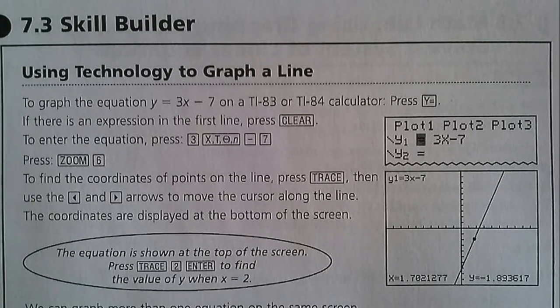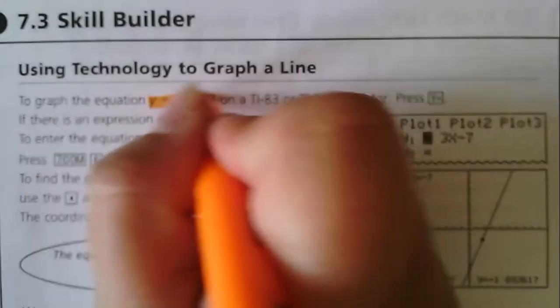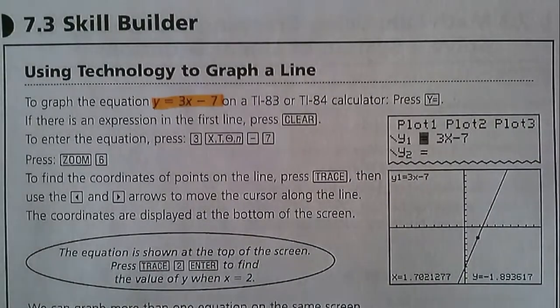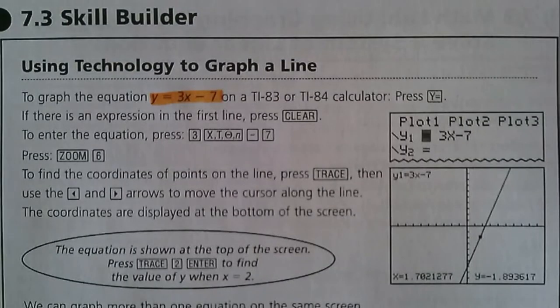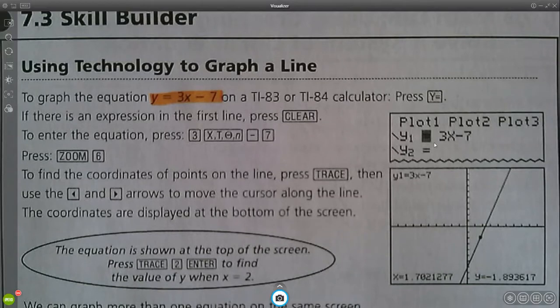So we're going to start by graphing this equation, y equals 3x minus 7. Now you can use two different kinds of calculators. I have one of the older ones. It's called a TI-83. And some of you have a TI-84, which is a little bit newer. So I'm going to minimize this window and show you on your calculator screen basically what this would look like. Then I'll come back to this and we'll fill in the answers for that.